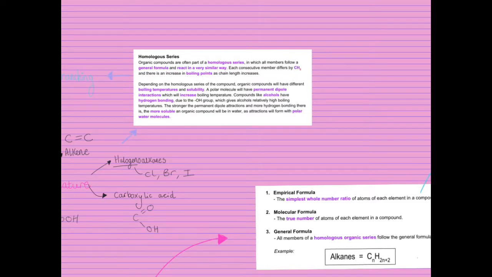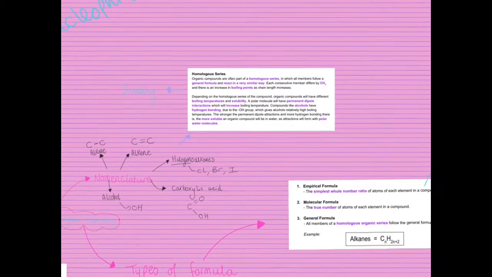That means the boiling point increases, because the higher the carbon chain, the higher the boiling point. Depending on the homologous series, organic compounds will have different boiling temperatures and different solubilities. Solubility often depends on whether it has hydrogen bonding. That's a stronger bond than the bond just between carbon-carbon, so that would give it a higher boiling temperature. With stronger permanent dipole attractions, the more hydrogen bonding there is, the more soluble an organic compound will be in water, because it's attracted to the polar water molecules. That's just a bit of an overview of homologous series and what happens with their boiling points.